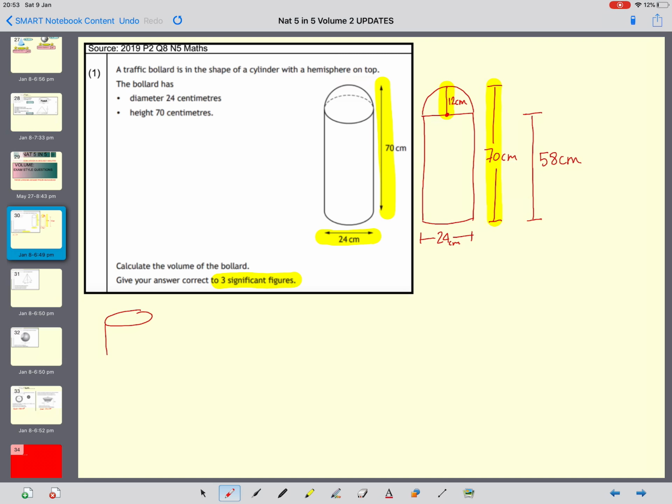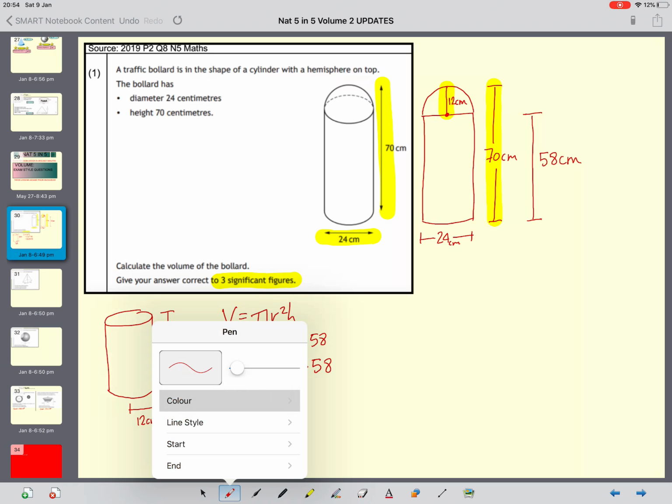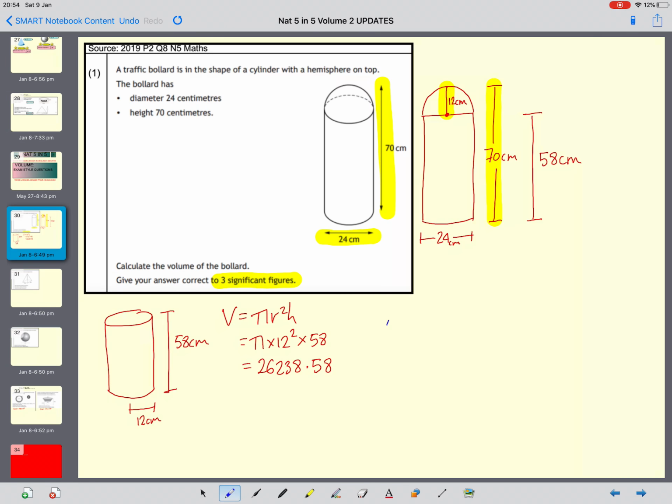So again, let me just draw a quick sketch of the cylinder. And remember, you're not given the formula for the cylinder, so you know the height is 58. Again, you know the diameter is 24, so the radius is 12. That's everything I need, because the volume of the cylinder is pi r squared h. So it's pi multiplied by the radius, which is 12 squared, multiplied by the height, which is 58. You type that into your calculator, and you get an answer of 26,238.58. And then we're going to work out the hemisphere.